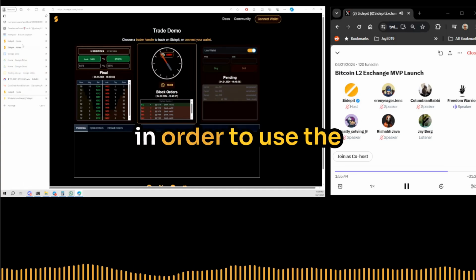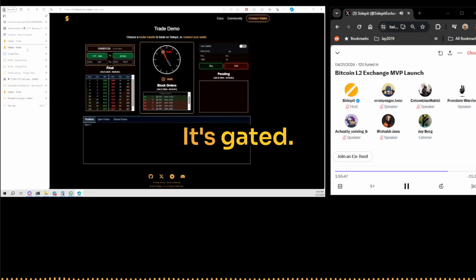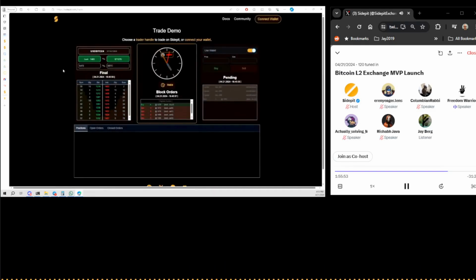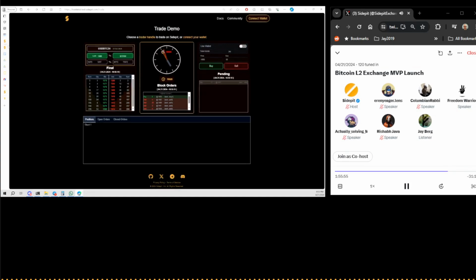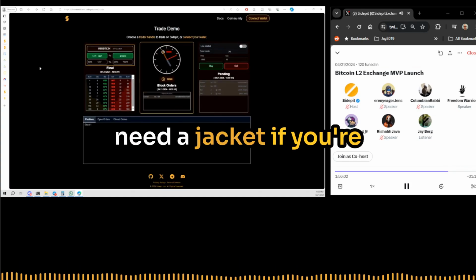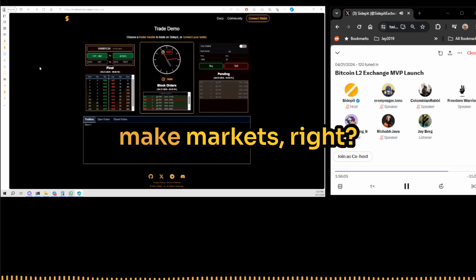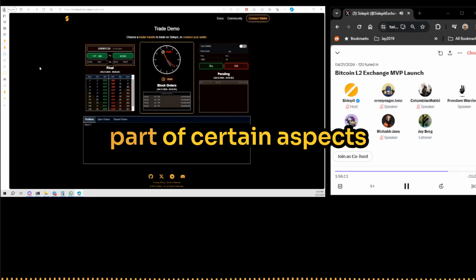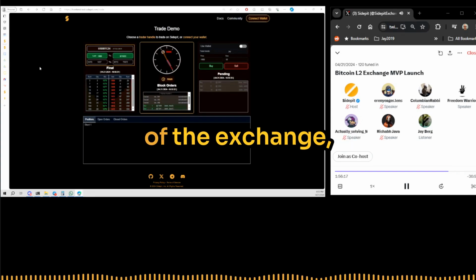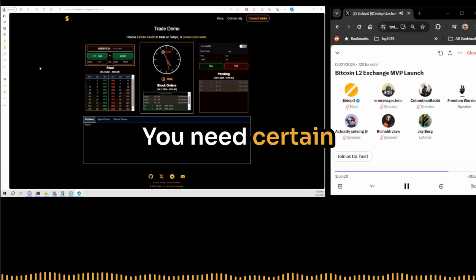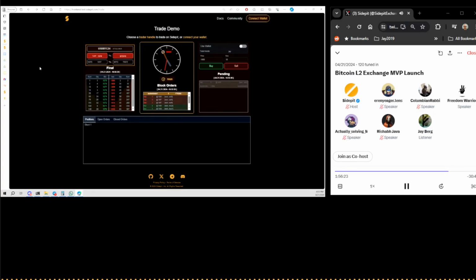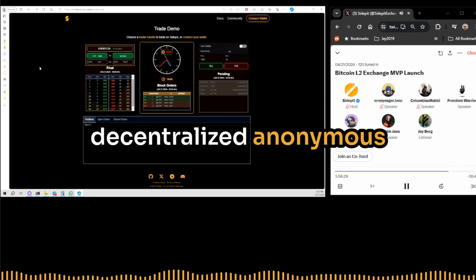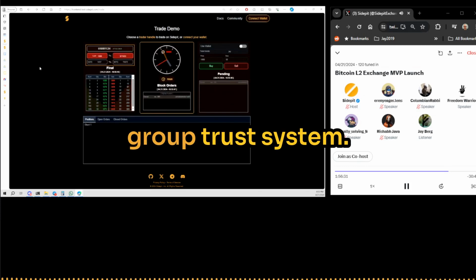So you need a jacket in order to use the platform, or no? Yes, it's gated. Members only. Okay, it's KYC. Know your crypto. Got it. For now, you don't necessarily need a jacket if you're coming in with $100 million worth of Bitcoin. You want to make markets, right? There'll be delegated jackets and stuff. But if you want to be part of certain aspects of the exchange, you need a jacket. You need certain labels on your jacket, right? We're creating almost like a decentralized anonymous trust system, like a group trust system.